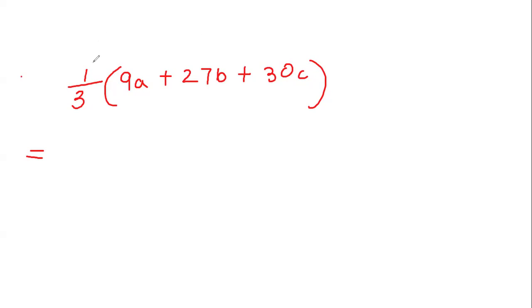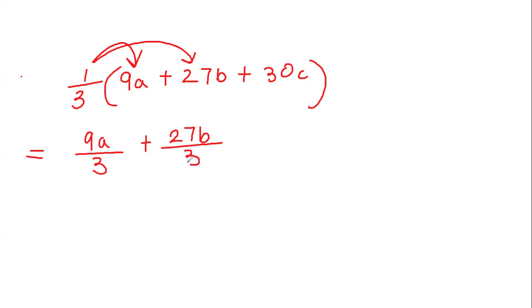Let's multiply. We have 1/3 times 9a. That's gonna give us what? 9a divided by what? 3. Right? Then we have 1/3 multiplied by what? 27b. So that's gonna be 27b all over what? 3. And then no, we can't do the brackets because these are unlike terms.